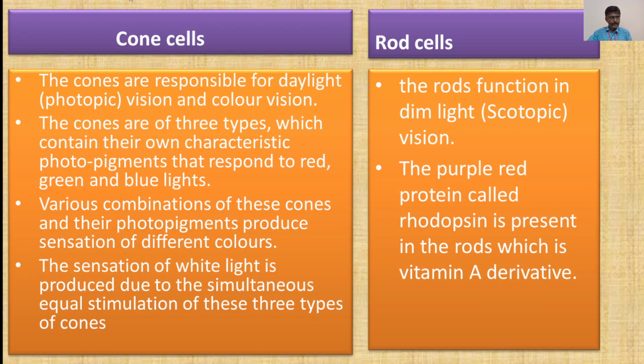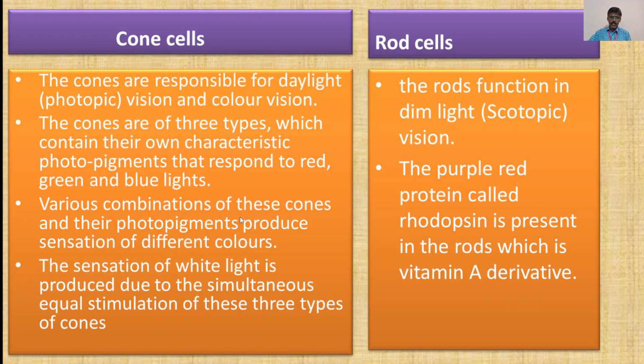Firstly, the cone cells. The cones or the cone cells are responsible for daylight, that is the photopic vision, and color vision. Now remember, this question has been asked so many times in multiple choice questions and so many exams. Remember, the cones are responsible for daylight, that is photopic vision, and color vision. The colors are seen because of these cone cells. The cones are of three types which contain their own characteristic photopigments that respond to red, green and blue lights. Remember, they respond to red, green and blue lights.